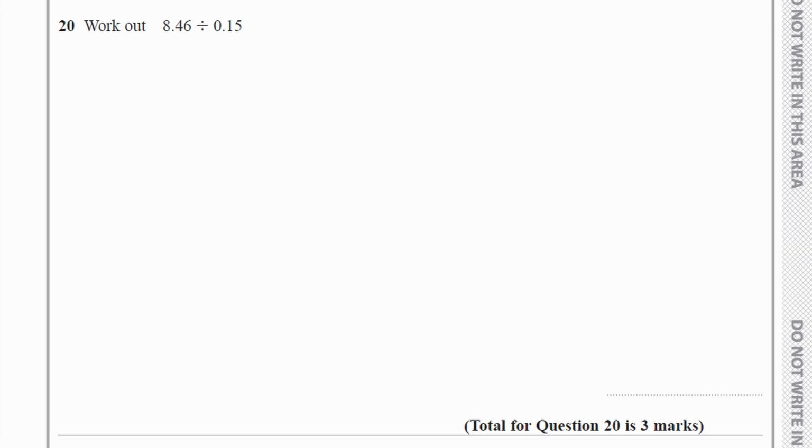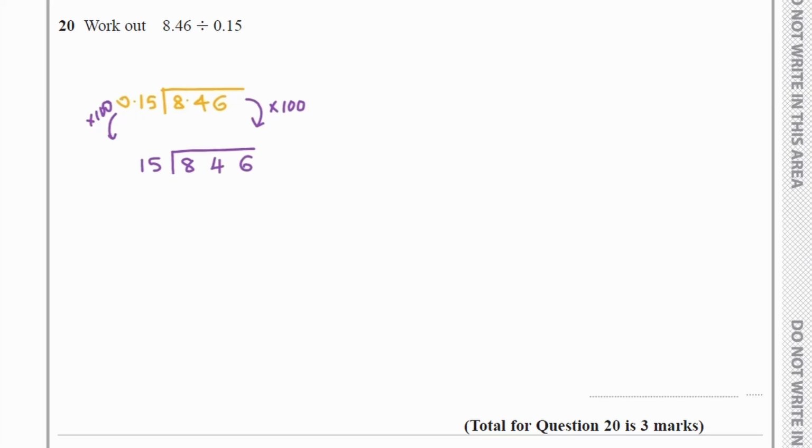Number 20. Work out 8.46 divided by 0.15. We're first going to put this into our division, and the first number always goes on the inside and the second number goes on the outside. We always need to make sure that the number on the outside is a whole number. So in order to make 0.15 into a whole number, we are going to multiply it by 100, which means we also have to multiply the inside number 8.46 by 100.